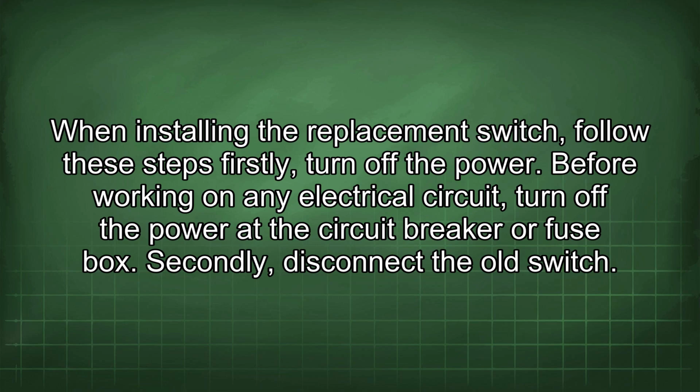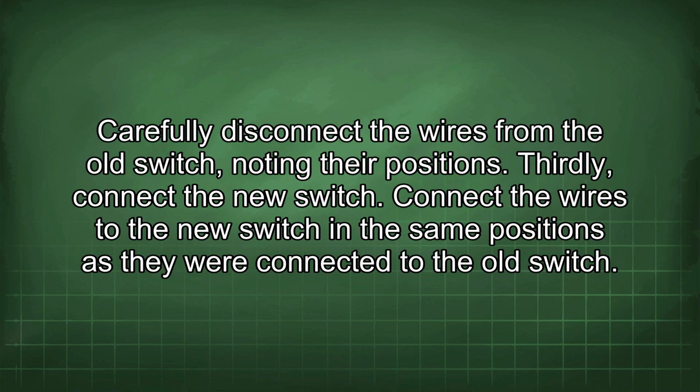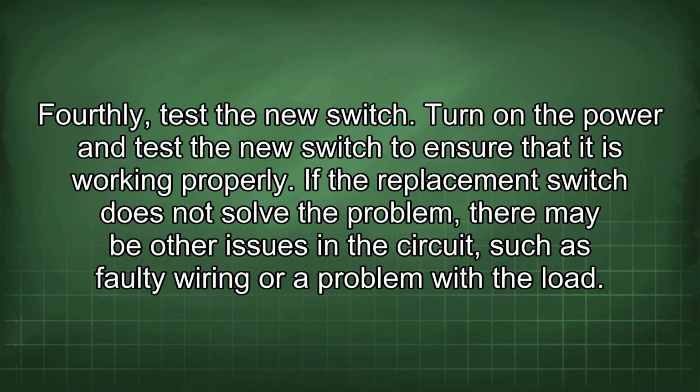Firstly, turn off the power. Before working on any electrical circuit, turn off the power at the circuit breaker or fuse box. Secondly, disconnect the old switch. Carefully disconnect the wires from the old switch, noting their positions. Thirdly, connect the new switch. Connect the wires to the new switch in the same positions as they were connected to the old switch. Fourthly, test the new switch. Turn on the power and test the new switch to ensure that it is working properly.